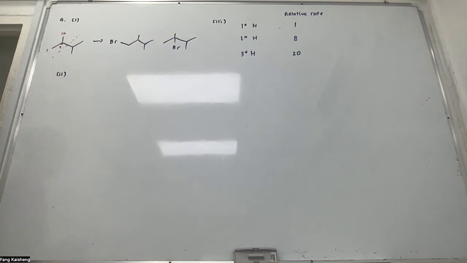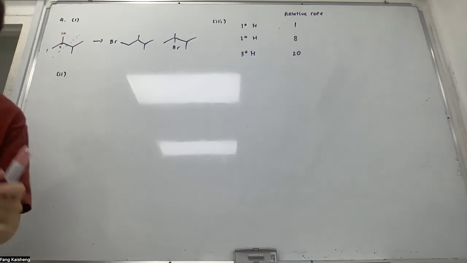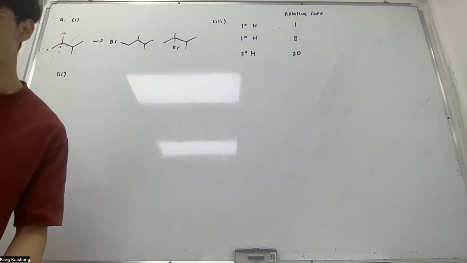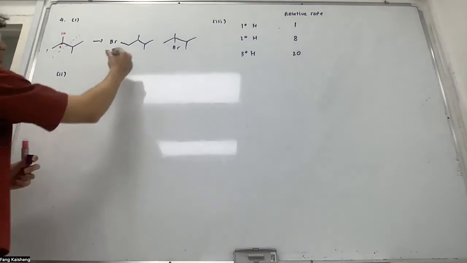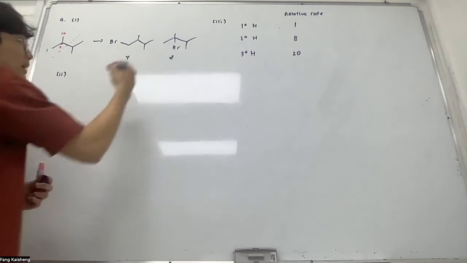Can you see that? But they want you to identify who's X and Y properly. So Y is the only one that's chiral. Okay, Y and Z. Who's Y? Y should be the first one actually. Z is the second one.